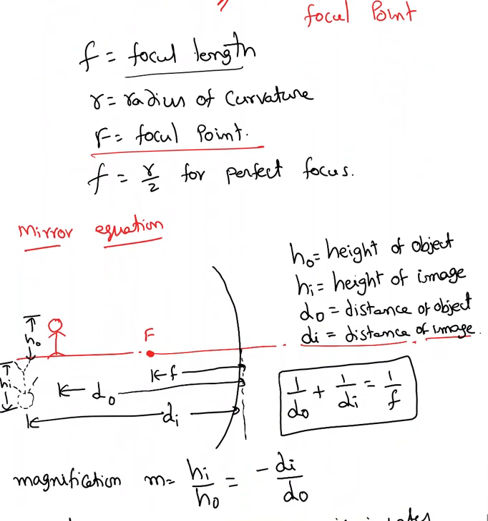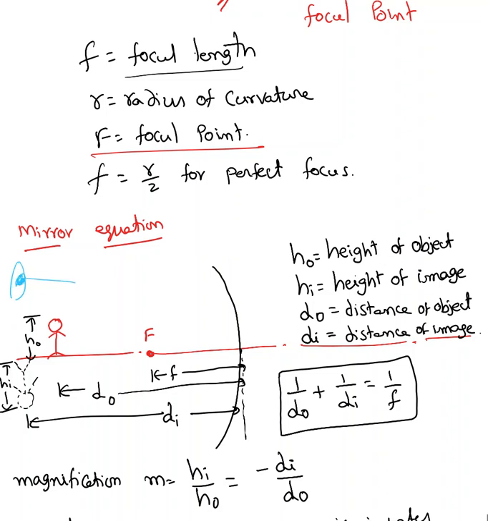Say, for example, an object is standing in front of the mirror. So here is the mirror, here is the focal point represented f. d naught is the distance of the object, di is the distance of the image, h naught is the height of the object, hi is the height of the image. Okay, so the mirror equation is nothing but 1 over d naught plus 1 over di equal to 1 over f.